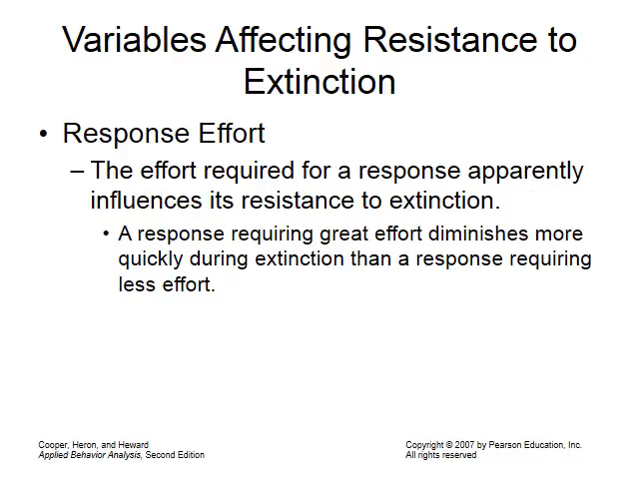And then our final variable that can affect resistance to extinction is response effort. So the effort required for a response apparently influences its resistance to extinction. So the easier a response is for the organism to engage in, the more resistant to extinction it's going to be. If it's a response that requires a great amount of response effort, it's likely that extinction is going to be pretty effective and work pretty quickly on that response.